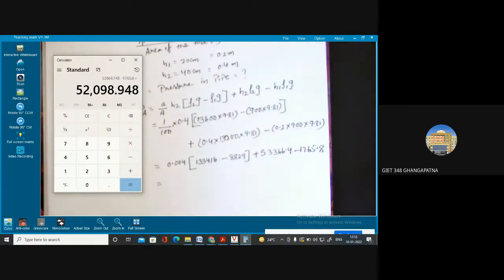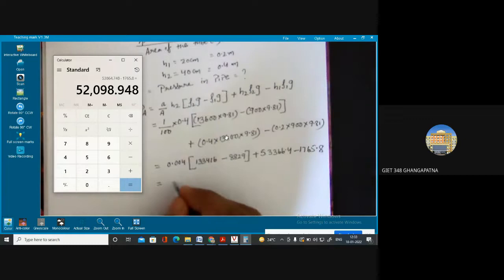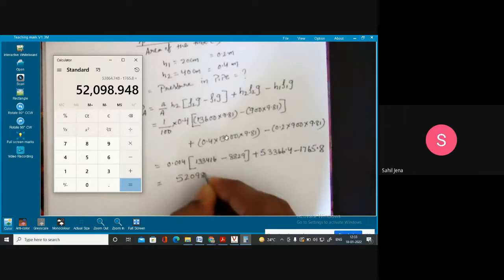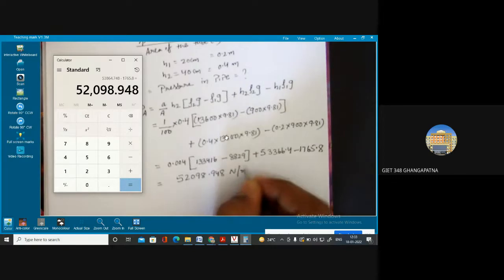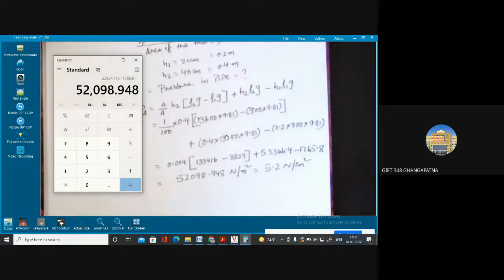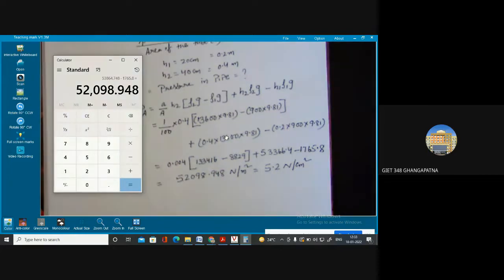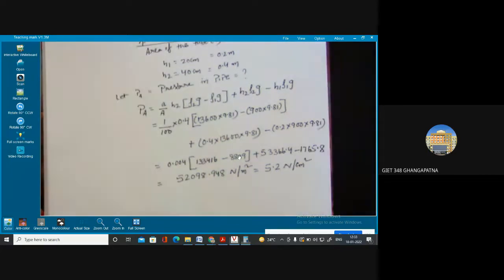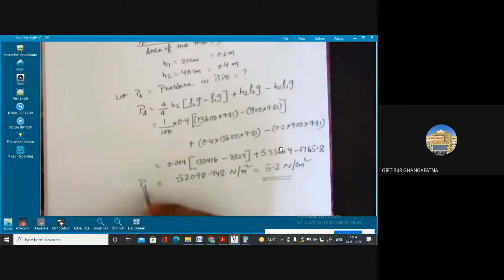So, I got this much answer. I hope you are getting the same answer. Yes, sir. 52098.948 Newton per meter square. Yeah. Or you can take one thing, 5.2 Newton per centimeter square. Can I write 5.2 Newton per centimeter square? Okay. So, this is the pressure at A. Okay. Any doubts?